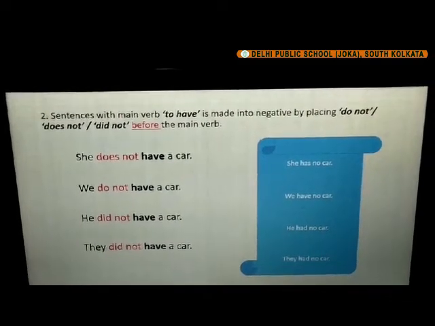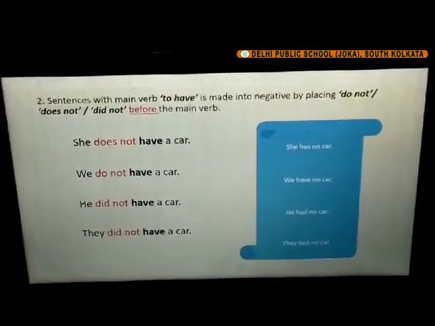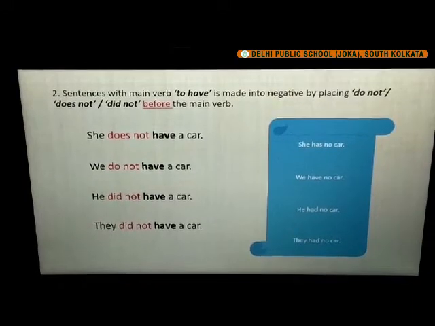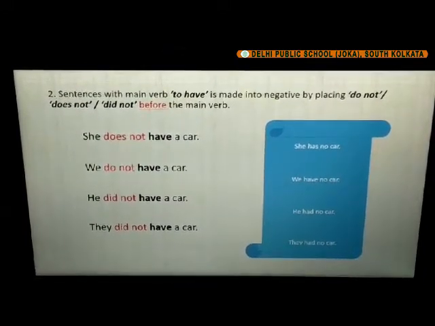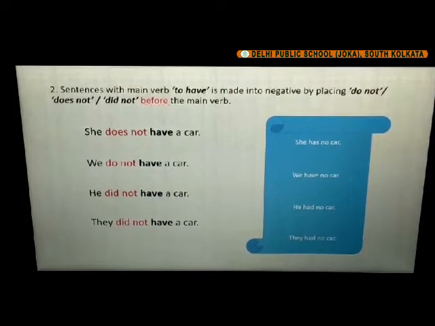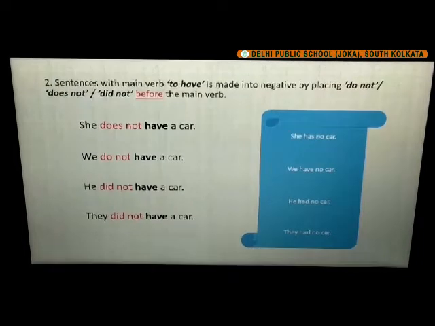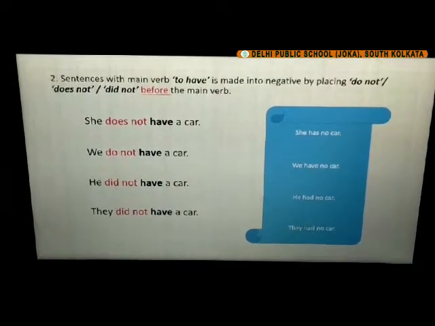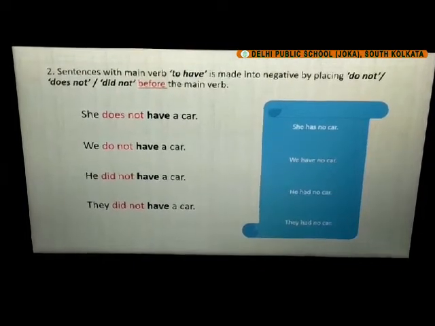She does not have a car can be rewritten as she has no car. We do not have a car can be written as we have no car. Similarly, he did not have a car can also be written as he had no car, or they did not have a car can also be written as they had no car.